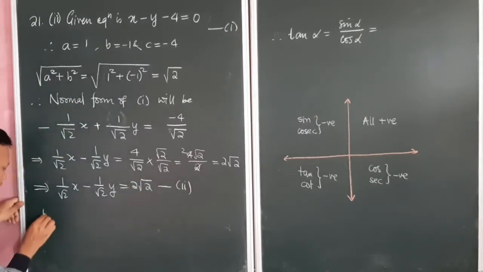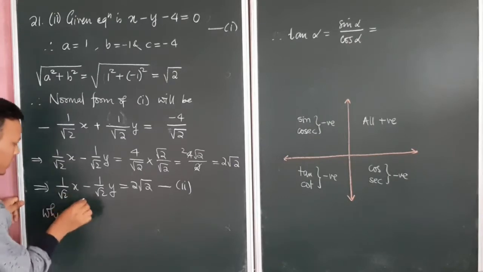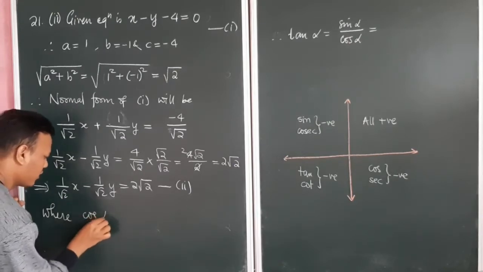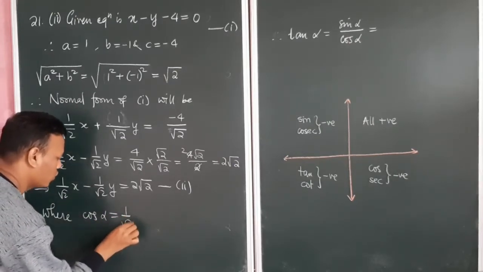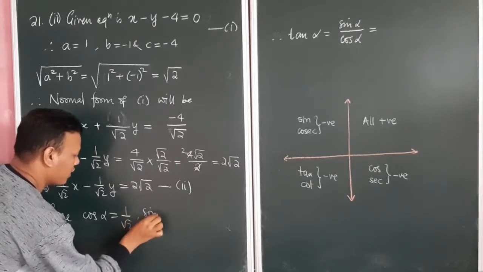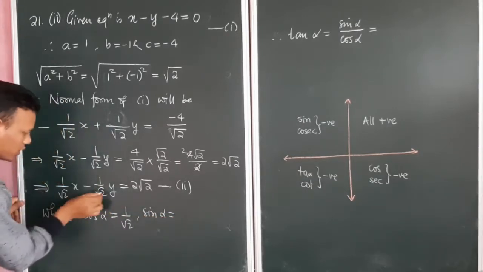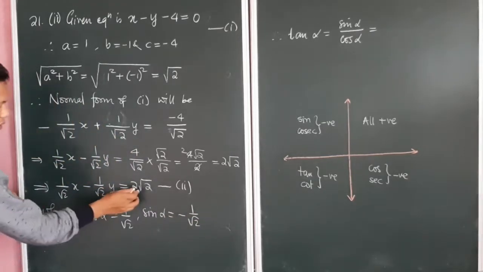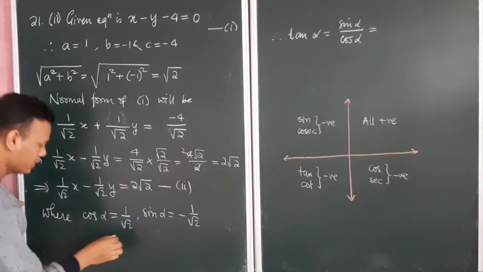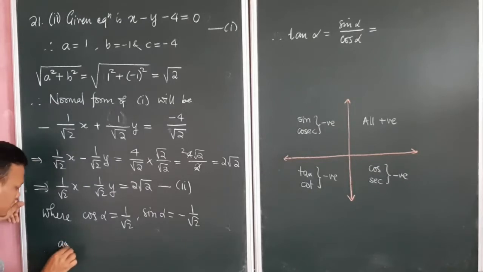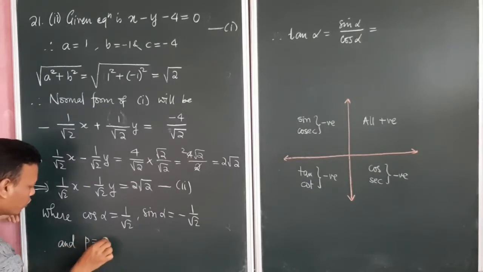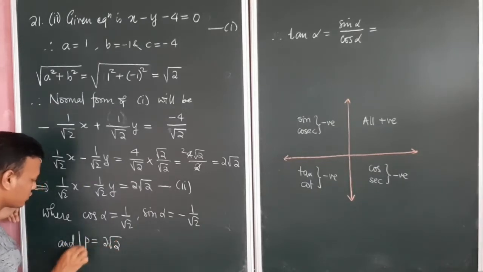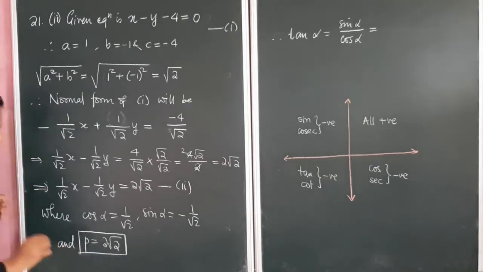Okay. Where, as I said, cos alpha is 1 by root 2, sin alpha is minus of 1 by root 2, and this is my P, right? And P is equal to 2 root 2. So one of the answers is already found, that is the perpendicular distance.